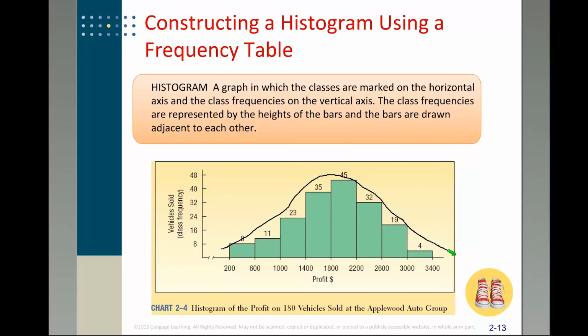That's the histogram. And we can also tell that between 1800 and 2200, we have 45 cars sold with that amount of profit. So this is the amount that profits tend to cluster, right? We got the highest frequency.